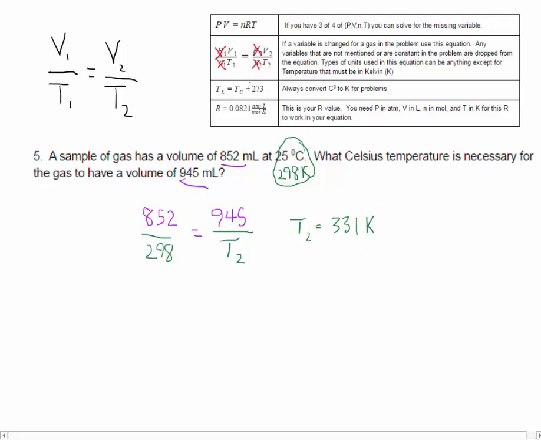And if you notice in the problem, however, there's one last step we have to take care of: it wants to know what Celsius temperature. So we have to calculate in Kelvin, and then we have to change it back. So if going from Celsius to Kelvin is adding 273, hopefully it makes sense that going from Kelvin to Celsius is just subtracting. So I'm just going to subtract 273 from this number. And our answer in Celsius is going to be 58 degrees C. So that would be your final answer.